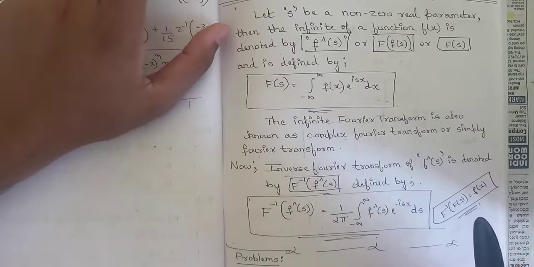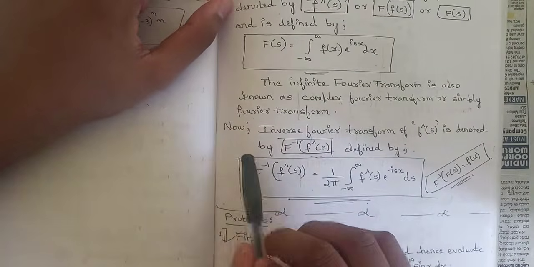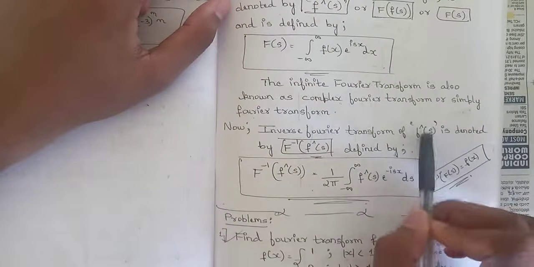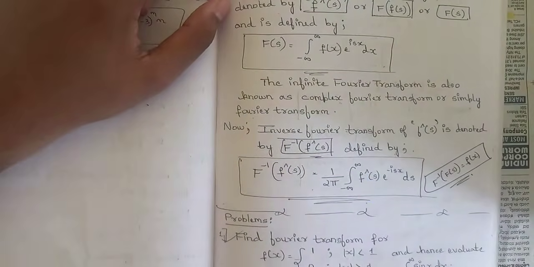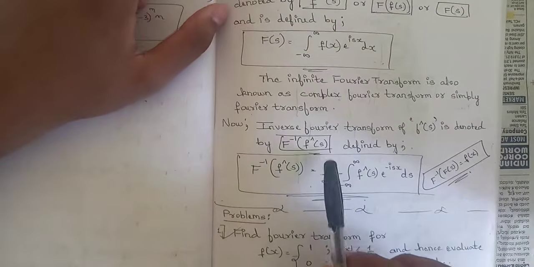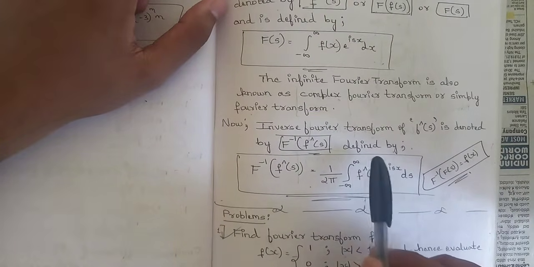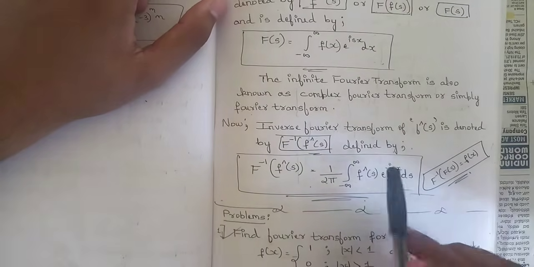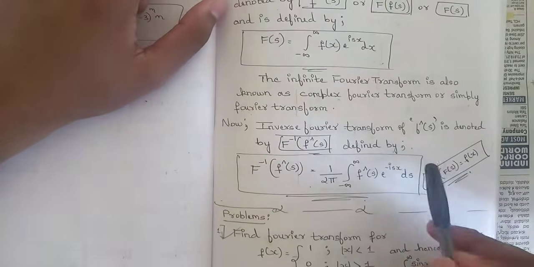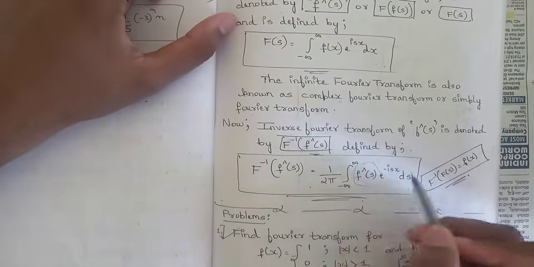Similarly, if we have a Fourier transform, we have its inverse Fourier transform. Let's see now what this inverse Fourier transform says. The inverse Fourier transform of f cap of s is denoted by F inverse of f cap of s, and it is defined as f of x is equal to 1 by 2 pi integral from minus infinity to infinity f cap of s into e power minus isx into ds. See here, it is ds, not dx. And what is this f cap of s? That is equal to F of s.